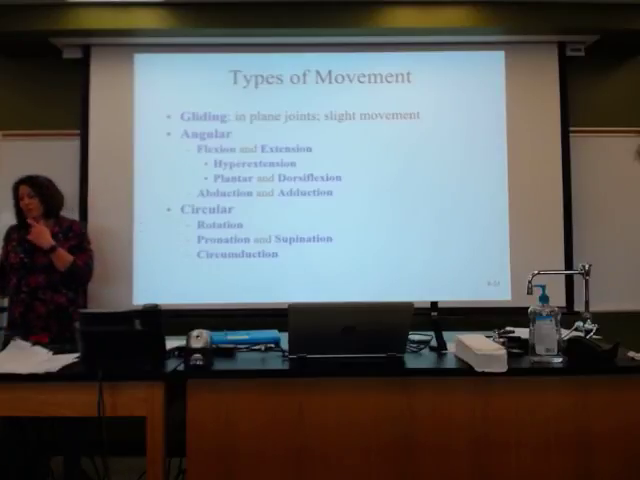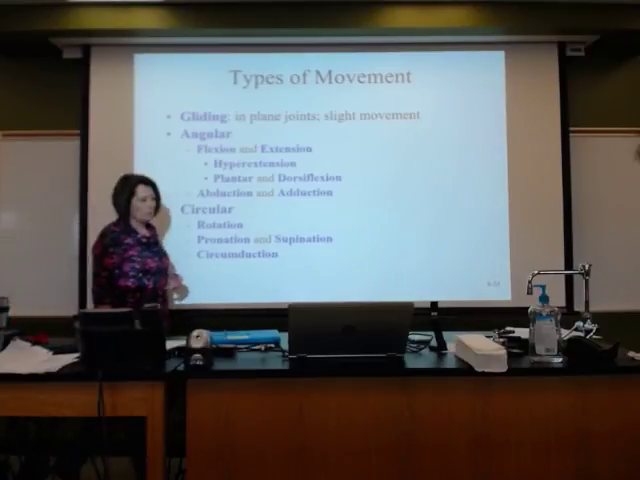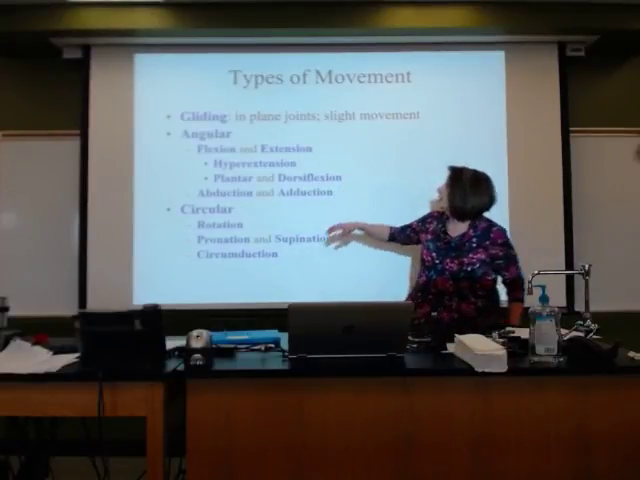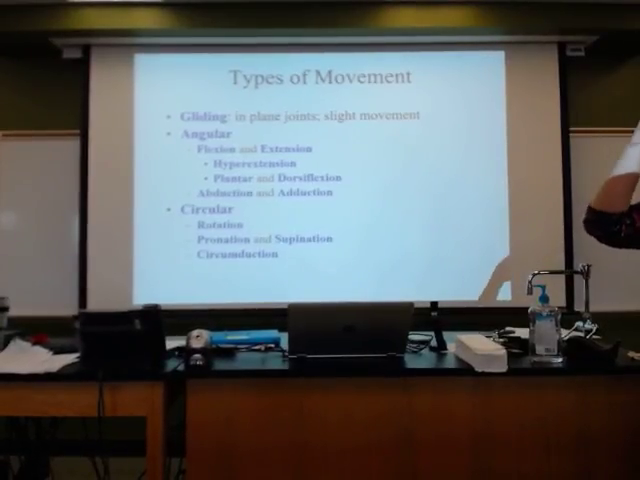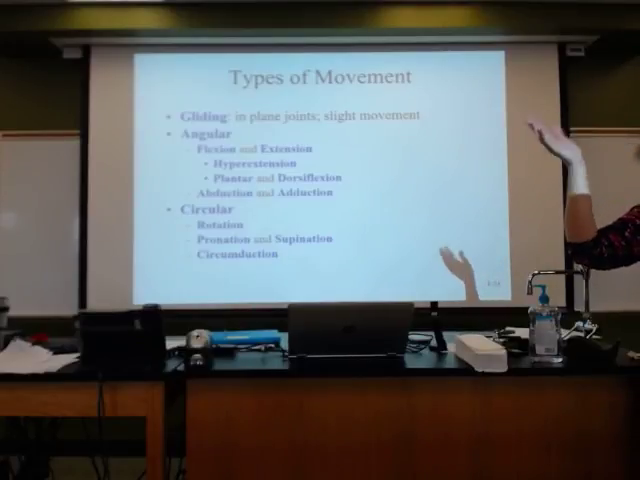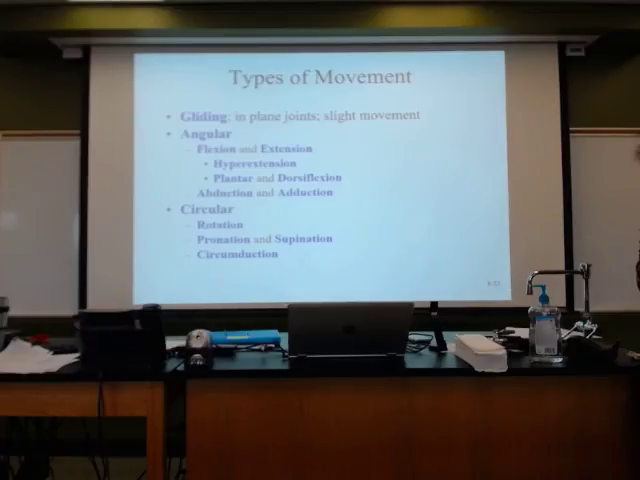Now, the joints are giving us what we term types of movement. What type of movement am I getting from that particular joint area? Gliding, a little bit of movement. Think about the wave that happens with the wrist bone. You can actually feel it there. That's why I like that example. You can feel just that little bit of movement waving. It's one of the areas you can do it.